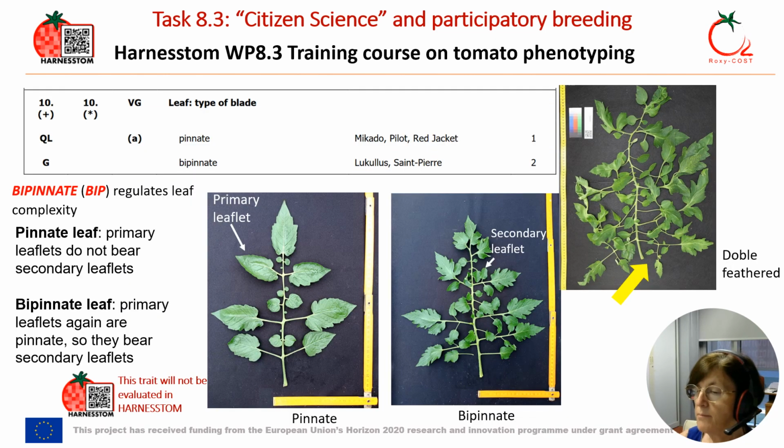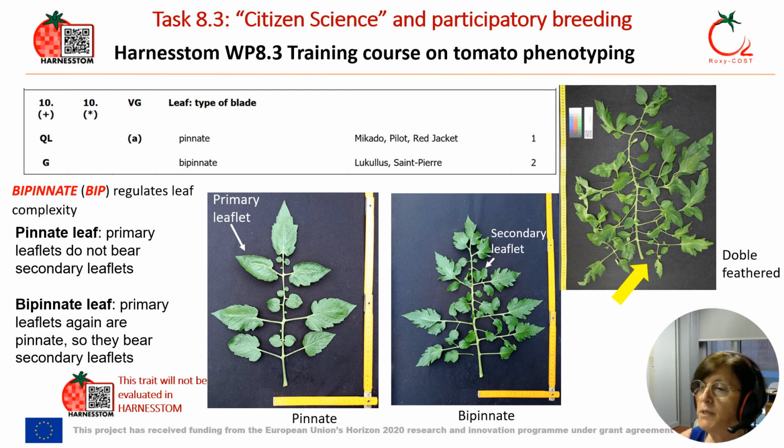The leaf blade can be pinnate, bipinnate, and double feather. In pinnate leaves, primary leaflets do not bear secondary leaflets. In bipinnate leaves, primary leaflets again are pinnate, so they bear secondary leaflets. And there is still one more complicated type of leaves, double feather. In these leaves, secondary leaflets again are pinnate. This last category is not included in the technical protocol, but we consider it can be recorded if we have this type of leaf in our phenotyping trials.